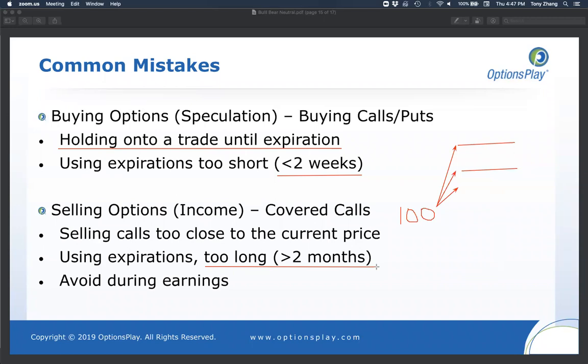And lastly, whenever you're selling any type of options, you generally want to avoid them going into earnings. So make sure that you check to see if there's earnings coming up before you go ahead and sell any type of options.